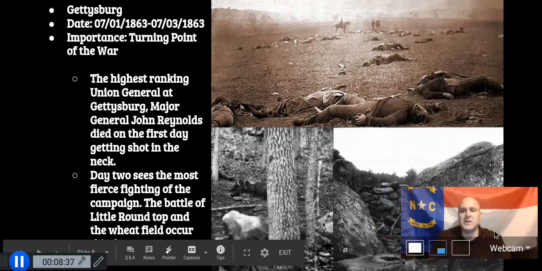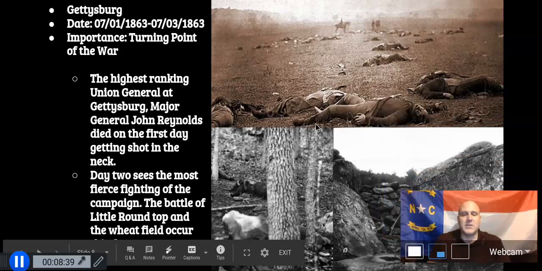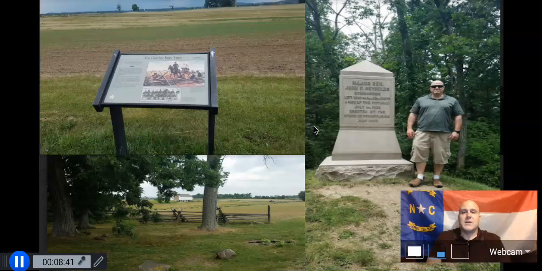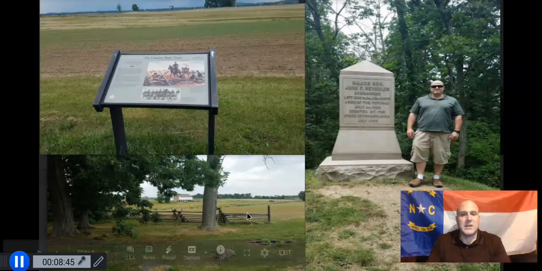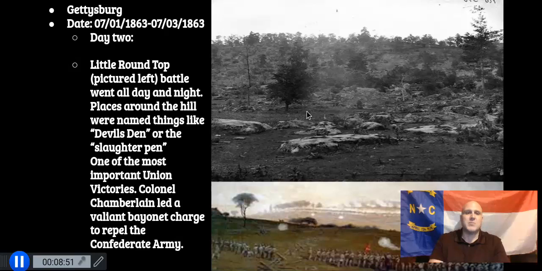You have all these people that are dead laying in the field. There I am. This is where John Reynolds died. These are what the fields look like at Gettysburg. Now you have to remember, these guys were standing side by side. They were firing into these lands. I have more pictures. Little Round Top and Devil's Den, or the Slaughter's Pen they called it.